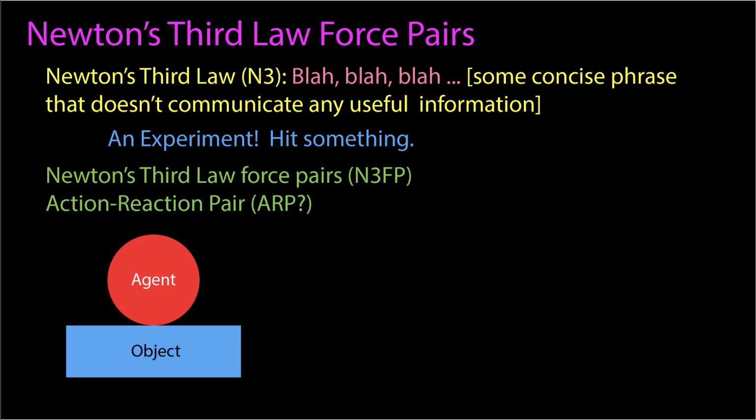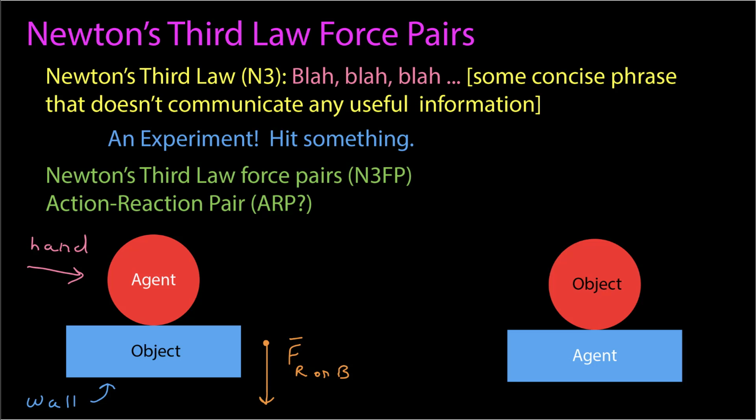So here's an agent, the red ball, that represents your hand. You hit an object, the blue square, that represents the wall. Remember when we talked about forces, every force has to have an agent and an object. That comes into play here, even though before we were always worried about just the object. In this case, the agent exerts a force on the object. It's down, and I've represented it with a vector, and my subscript R on B represents the force of the red ball on the blue square. This blue box is also an agent, and the red ball is also an object. The blue wall agent can exert a force on the red ball object, which I've represented here.